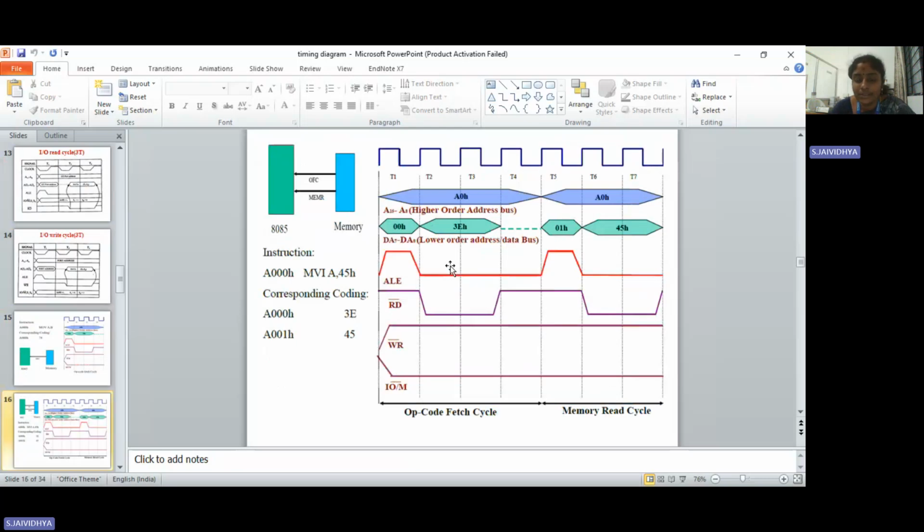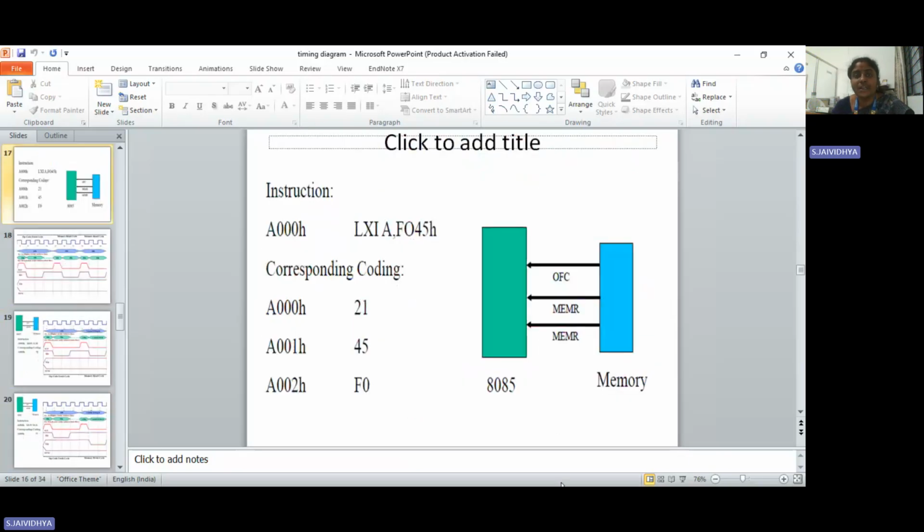Come to the next one. In this example, it has both the opcode fetch cycle as well as the memory read cycle. So the first 4 T states come under the opcode fetch cycle. The next 3 states come under the memory read cycle. So we are getting the opcode value for the instruction as well as the data for the memory read cycle. So this is the timing diagram for the combination of both. So these are all the examples.